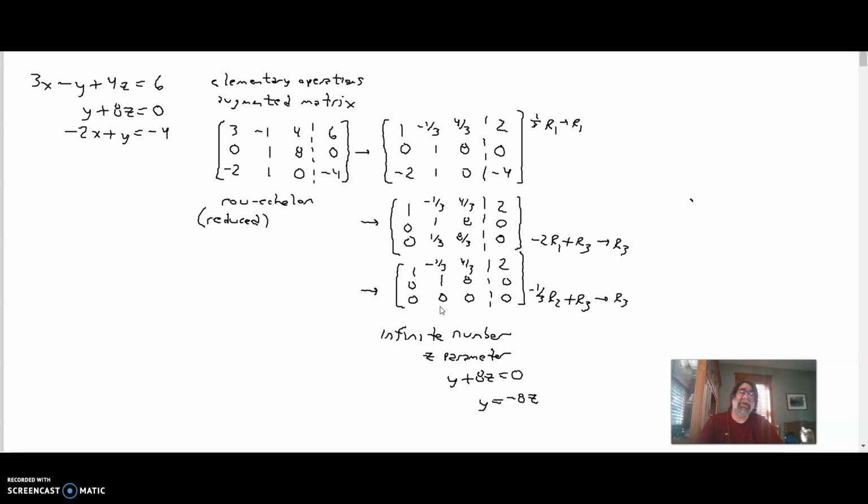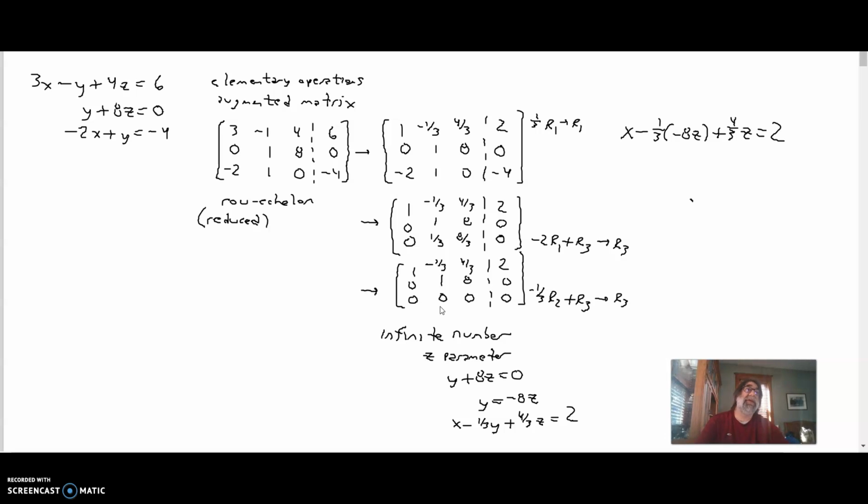So here's the advantage of reduced row echelon form. If this was a 0, we can write x directly in terms of z, or we could just go ahead and write x minus 1/3 times y plus 4/3 times z is equal to 2, and then replace y with negative 8z. So you don't need reduced row echelon form if you don't want to write it that way. So I'm going to go ahead and replace that. So negative 1/3 is then multiplied by negative 8z. Because if z is the parameter, we want to write everything in terms of z.